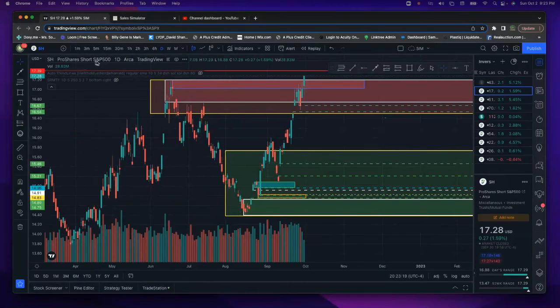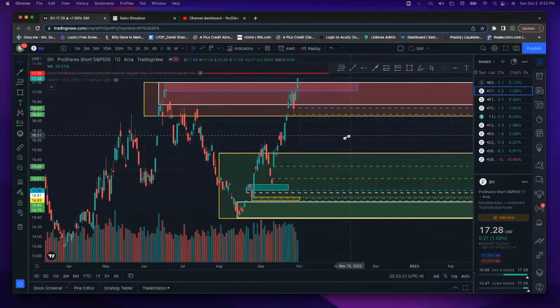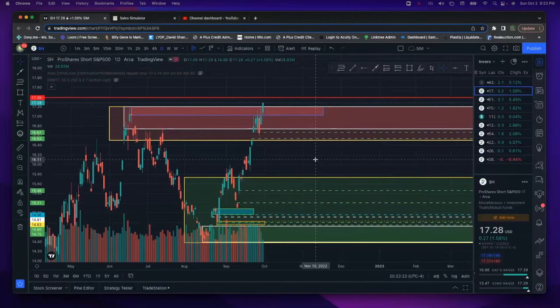It's the ProShares Short S&P 500. Same thing. Remember, SDOW does its move first, or the Dow in general does its move first, and then SPX follows. So same thing here. We have SDOW that did its move first. You can see SDOW already pushed through that red line. SPX or SH is right behind it. That's why I always use Dow as my leading indicator, because SPX follows suit.